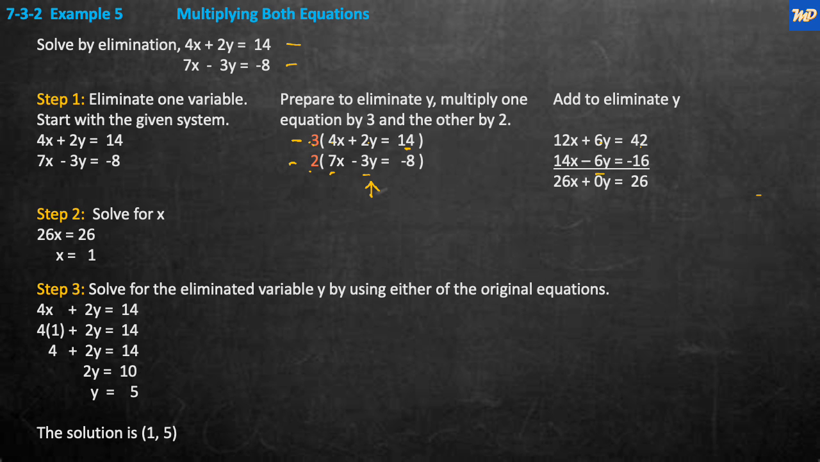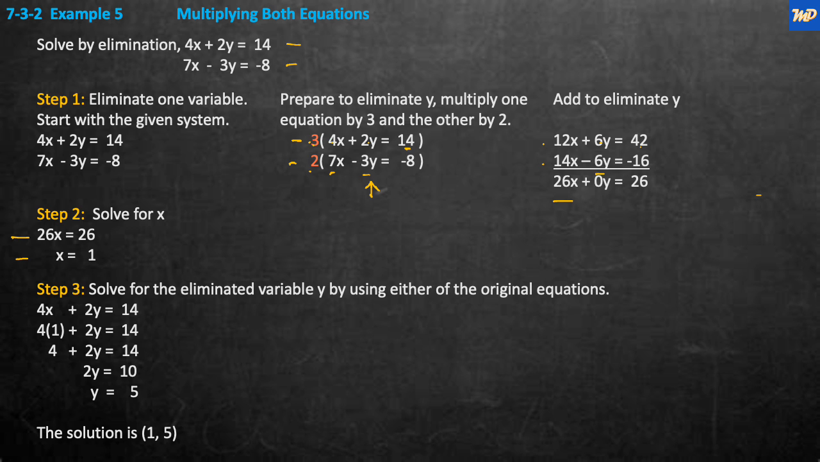And now we're going to subtract them because we managed to get the y variable a plus 6 and minus 6. And that'll equal 0y. When we do that, we're going to get 26x, 12 plus 14 is 26x, and 42 minus 16 is 26. Okay, so now we have 26x is equal to 26. Step 2, solve for x. Well, 26x equals 26. X equals 1. We divide both sides by 26. Now we have our x.